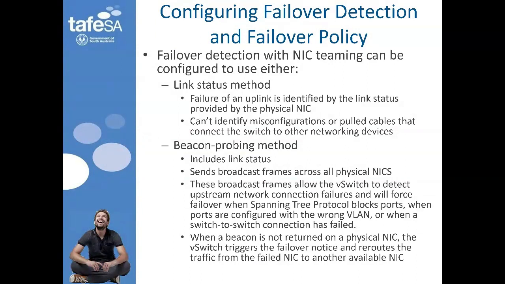So link status uses that same method as the light, but it detects whether the link is up. The failure of an uplink, so when it detects something's gone wrong, the cable is broken, the switch is broken, the network card is broken, whatever, it can then identify that the link is out. Then it will fail over to another network card. But this one cannot identify misconfiguration or pulled cables on another device that's connected to a switch.